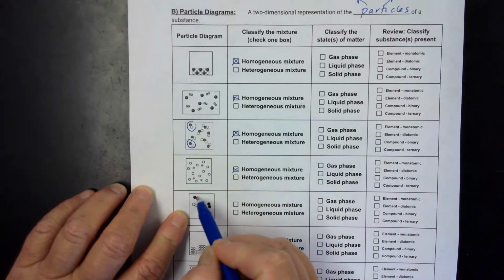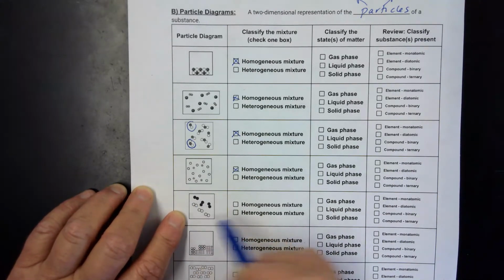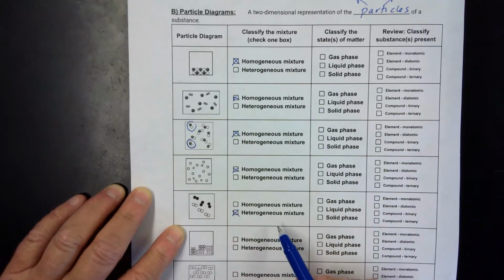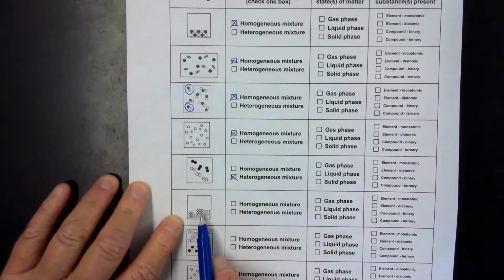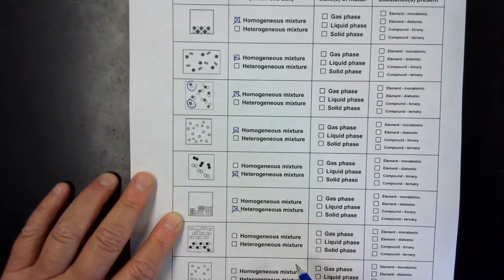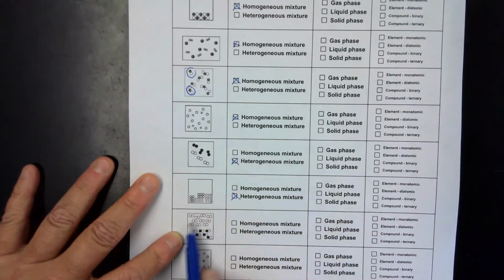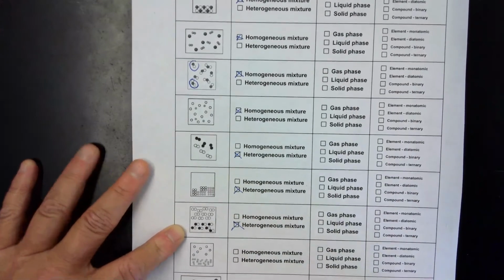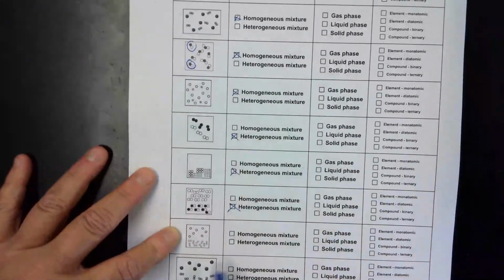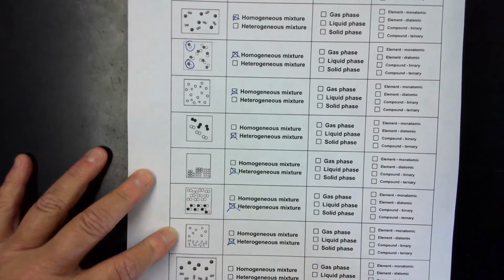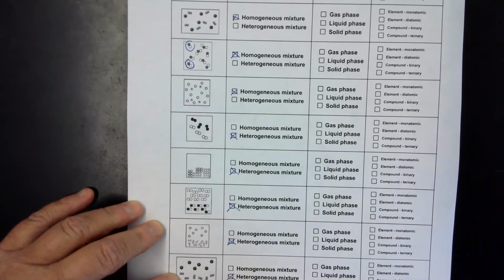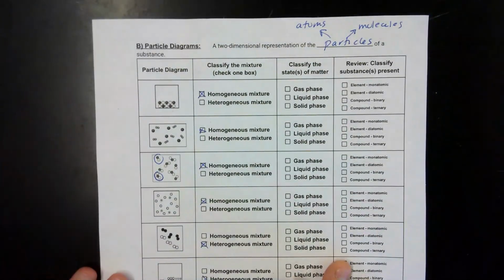Here I have a distinct separation between this type of particle and this type of particle. I'm going to classify that as heterogeneous. Again, look at here, I've got different sections that are quite different. Heterogeneous. I've got two different particles. Again, layers. If you see layers of particles, definitely heterogeneous. Again, layers of two different particles, heterogeneous. All right, so that gives you an idea of how you would classify homogeneous distinctly from heterogeneous mixtures.